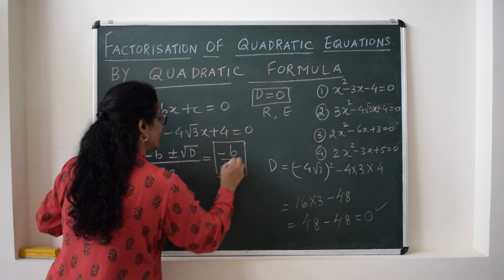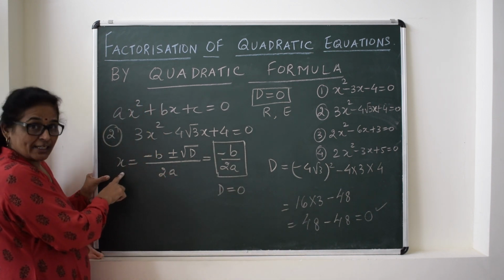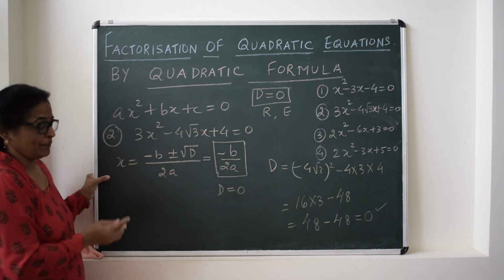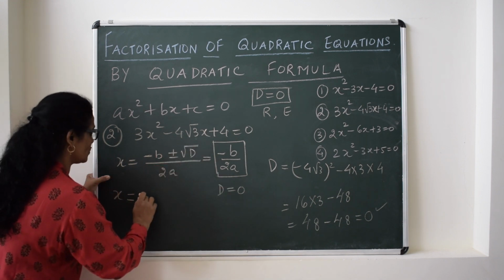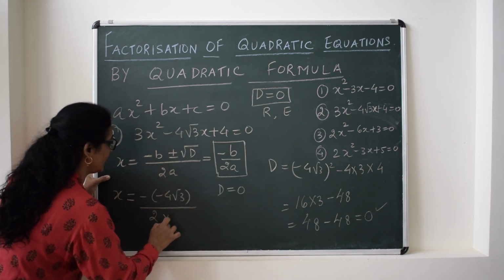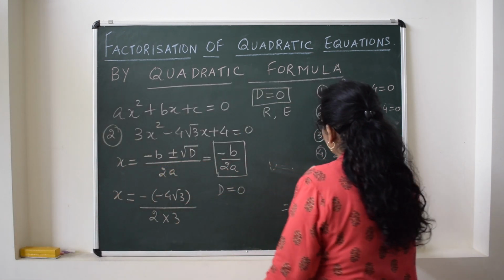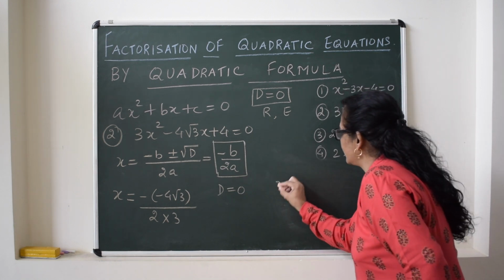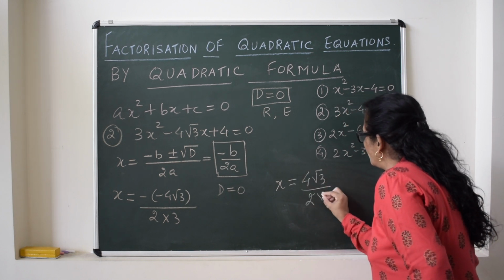Now this is the special condition. When d is equal to 0, then the values of x can be found directly by writing minus b upon 2a. So x is equal to minus b, minus of minus 4 root 3 upon 2 into a. Here a is 3. It means that the roots of this equation are x is equal to 4 root 3 upon 2 into 3.